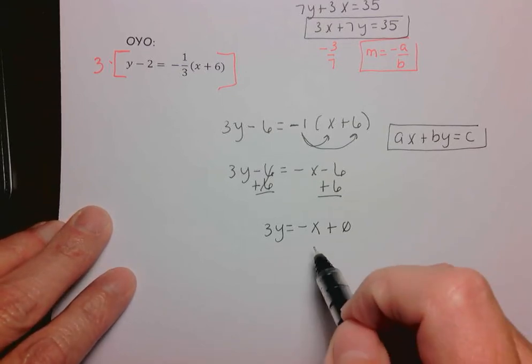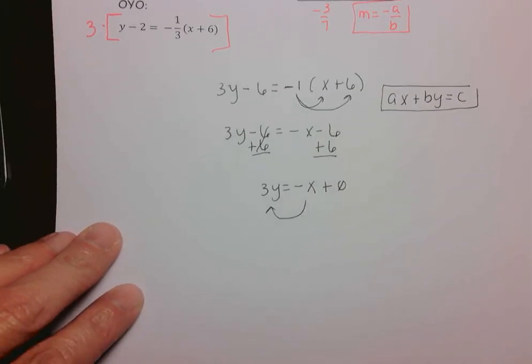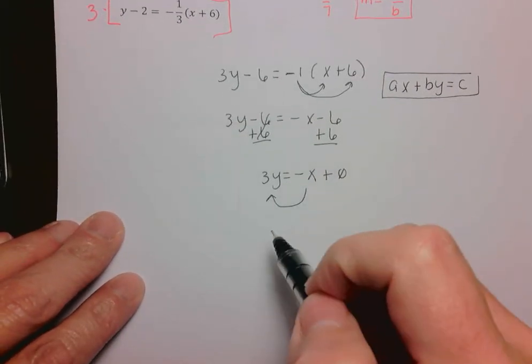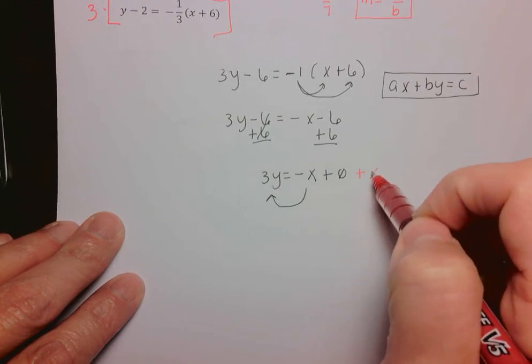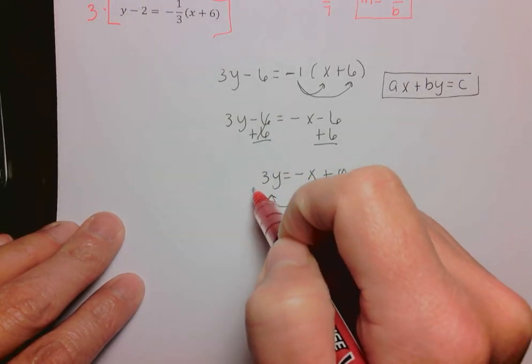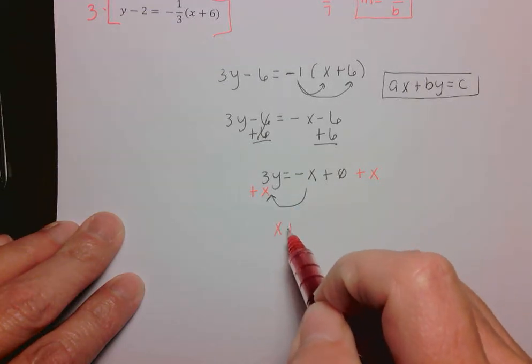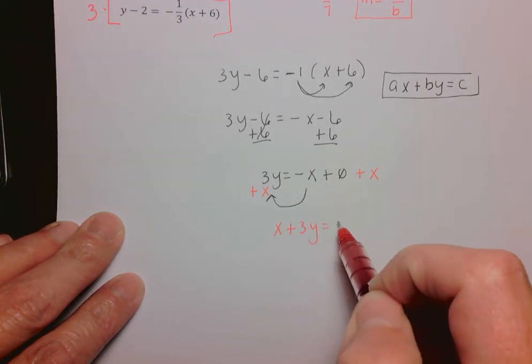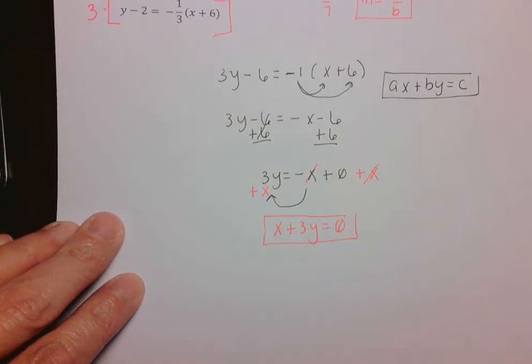I'm going to go ahead and bring this variable over because I want all the terms with the variables on the left-hand side when it's in standard form. So I'm going to add x to both sides. What I'm doing is adding x to both sides. I want to make sure that you understand that. That's what I'm doing. Because these cancel out, and I'm left with 0 on the right-hand side.